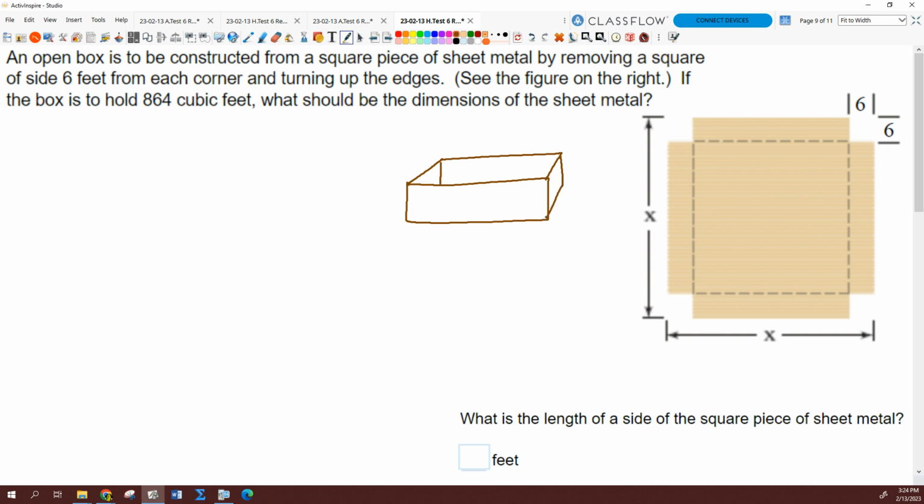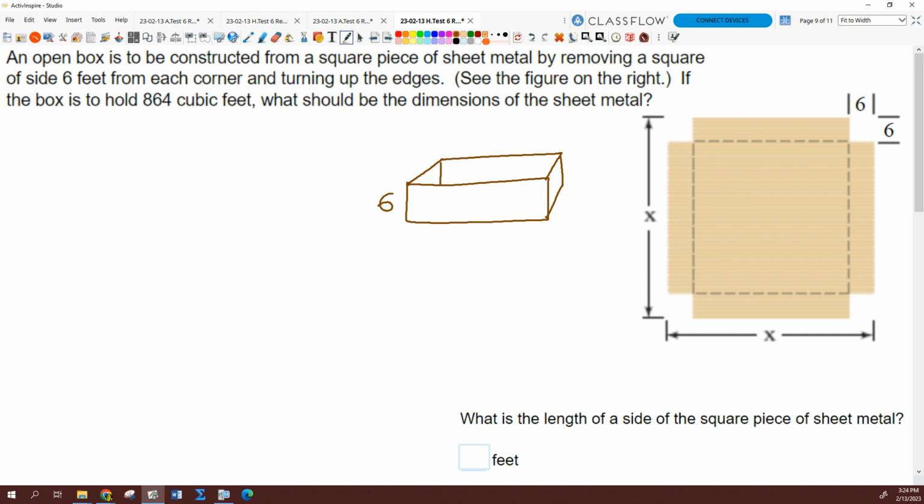Something like that, right? Everybody agree? Okay, what are the dimensions of that open box? What's the height? Say it again. 6 feet tall. Yeah, good. So it's 6 feet tall.